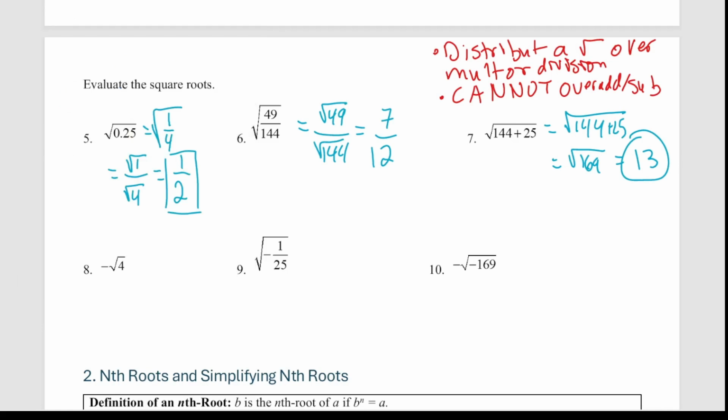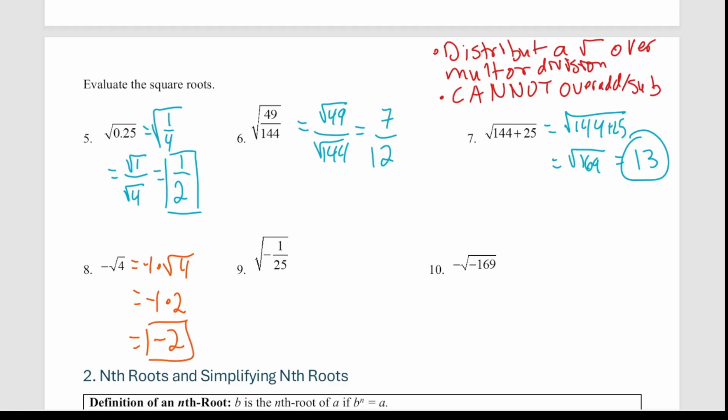For this next one, keep in mind that the negative on the outside is really a -1. So it's saying -1 times the square root of 4. Square root of 4 is 2, since 2 times 2 gives you 4. -1 times +2 gives you -2.